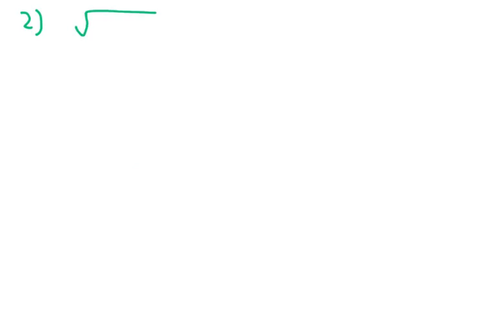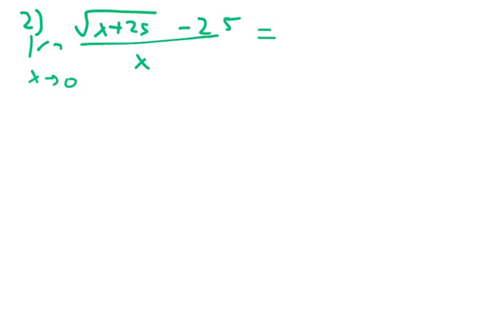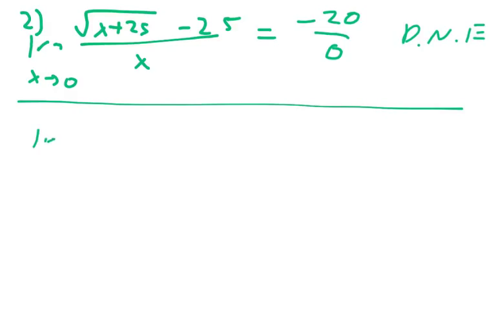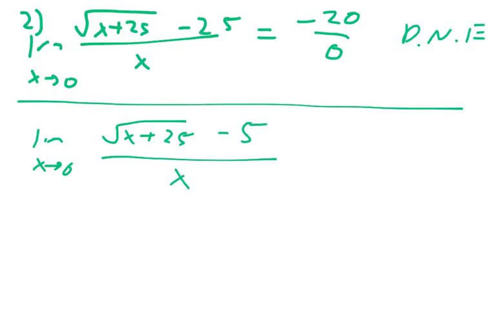For problem number 2, first I'll do the problem that's written, and then I'll do the problem that was supposed to be written. If we have the limit as x approaches 0, when I plug it into the top, we'll wind up with negative 20 over 0, which means that the limit does not exist. However, I believe that they wanted the problem to look something like the square root of x plus 25 minus 5 over x, which means we have 0 over 0.